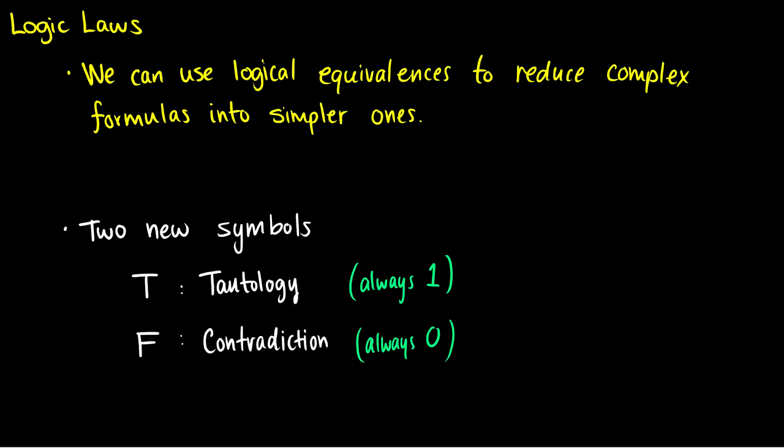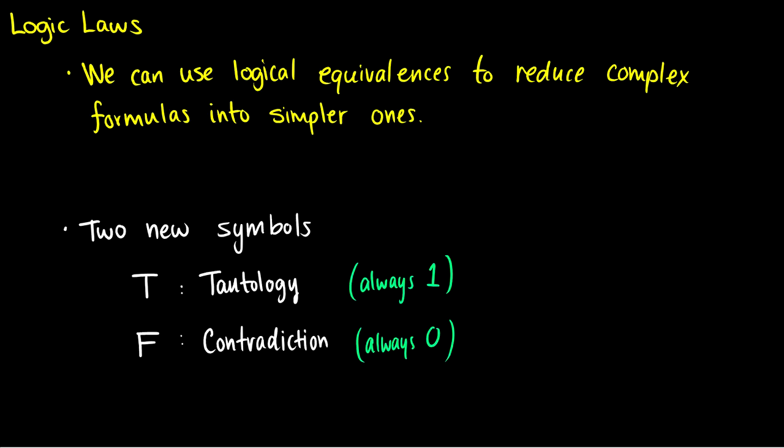Last time we did proofs using truth tables. Now I want to introduce logic laws, which show a bunch of really useful logical equivalences that we can use to reduce complex formulas into simpler ones. So last time I introduced the terminology tautology and contradiction.